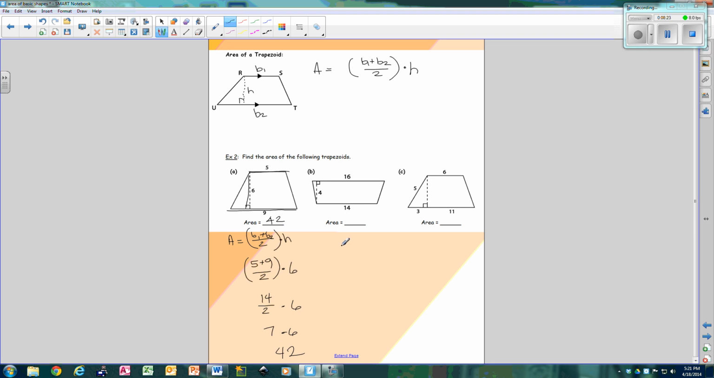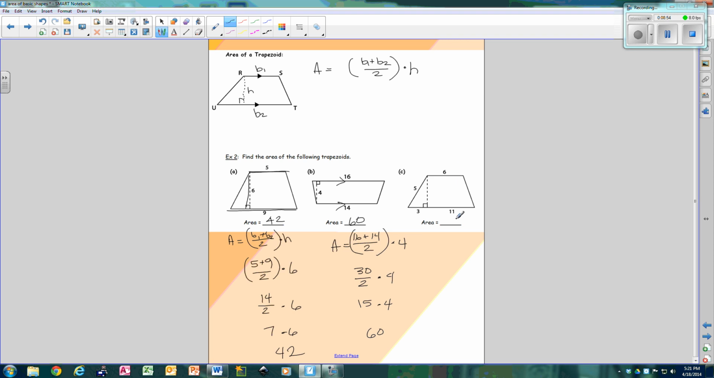Okay, in this one, base 1 is 16. Your parallel sides are always your bases. So 16 plus 14 divided by 2 times the height, which is 4. So 16 plus 14 is 30. 30 divided by 2 is 15. And then multiply by your height. 15 times 4 is 60. So the area is 60.